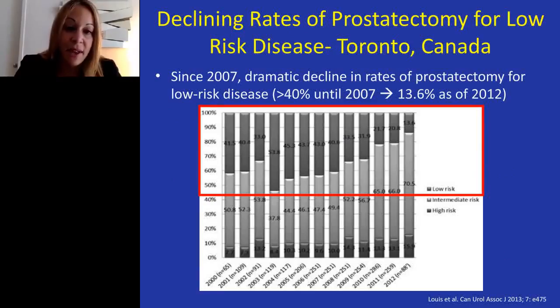These trends have been seen in other countries as well. These are some data from Toronto, Canada, showing at the top low-risk disease. And what you can see is back in the 2000 to 2008 range, more than 40% of all of this prostate cancer surgery was for low-risk patients. And even as of 2012, this was down to 13.6% of the prostatectomies only were for low-risk disease. So we are doing much fewer surgeries and much more active surveillance now for low-risk prostate cancer.